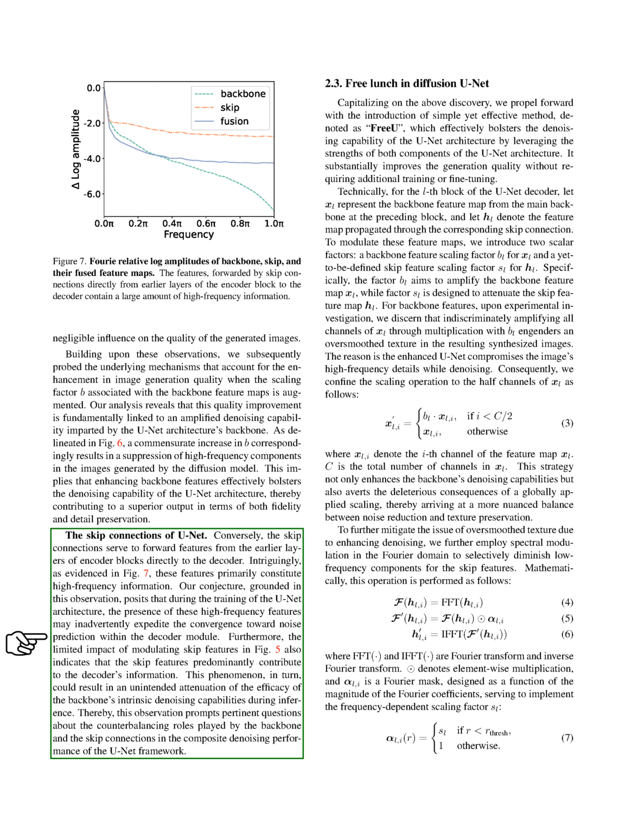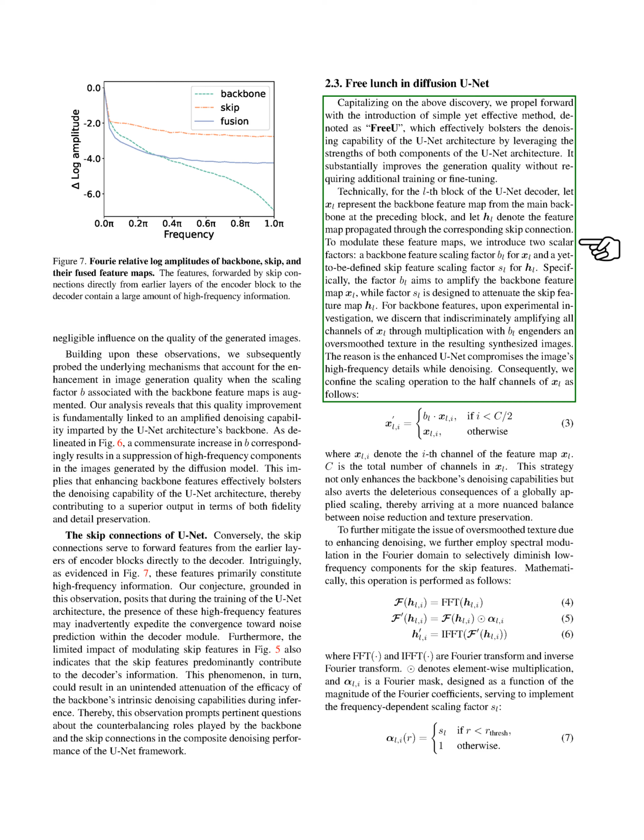On the other hand, the skip connections in the UNet architecture serve to forward features from the earlier layers of encoder blocks directly to the decoder. These features mainly consist of high-frequency information. We hypothesize that during the training of the UNet architecture, these high-frequency features may speed up the convergence toward noise prediction within the decoder module. This could potentially reduce the effectiveness of the main network's inherent denoising capabilities during inference.